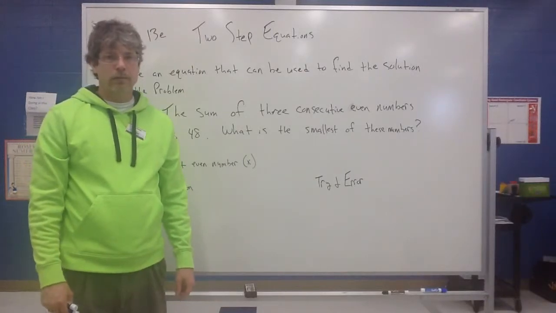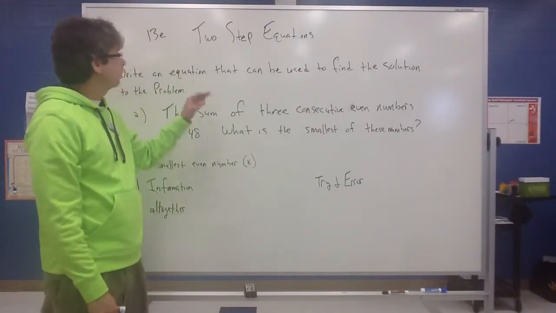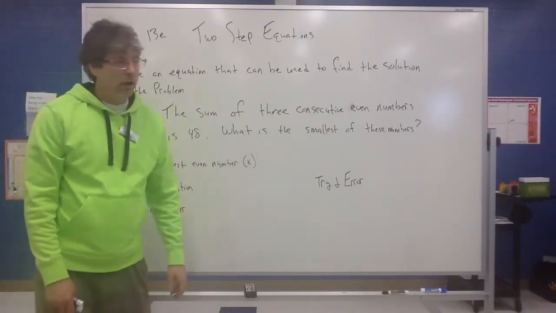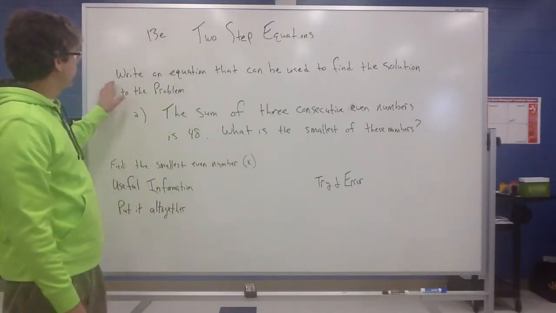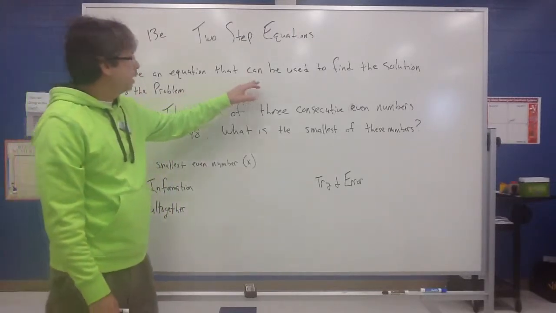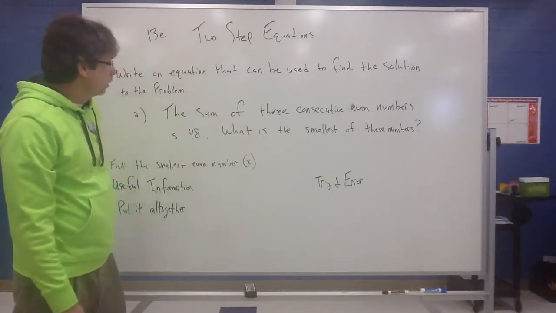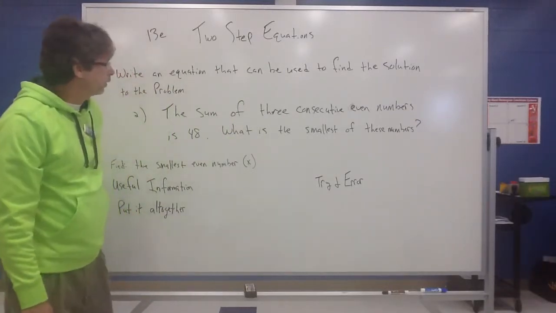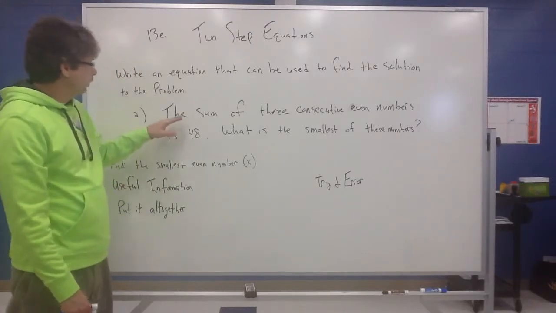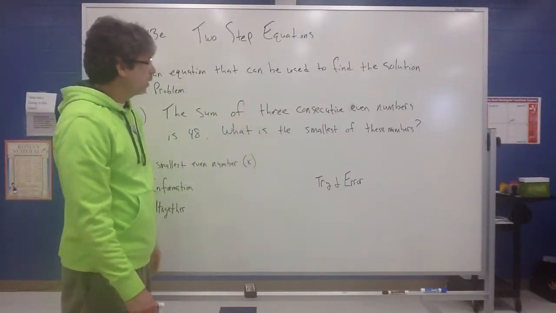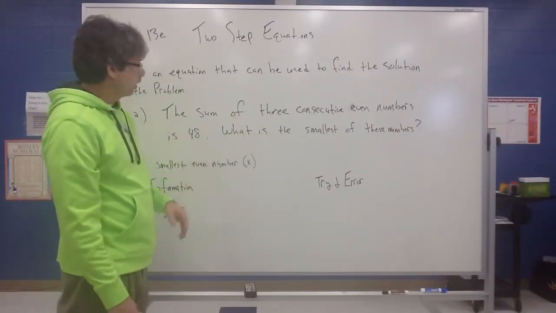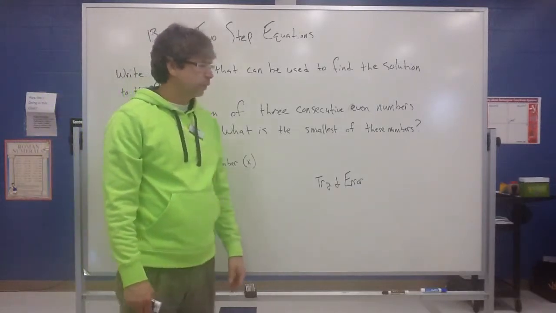So welcome back. We're going to continue on with some two-step equation thinking. Again, our directions say write an equation that can be used to find the solution to the problem. Okay? So let's look at the problem that they threw at us this time. The sum of three consecutive even numbers is 48. What is the smallest of these numbers?